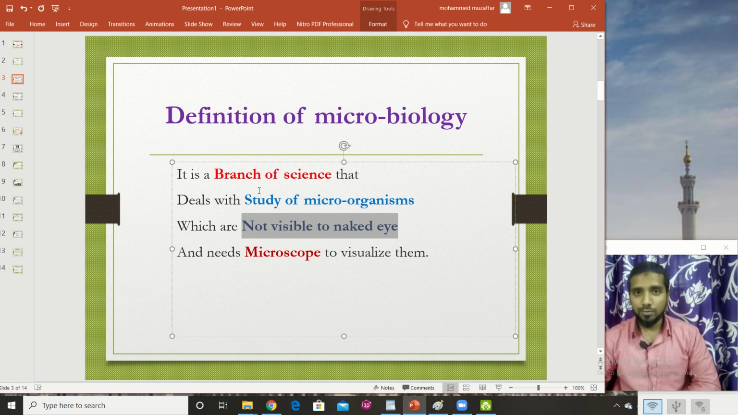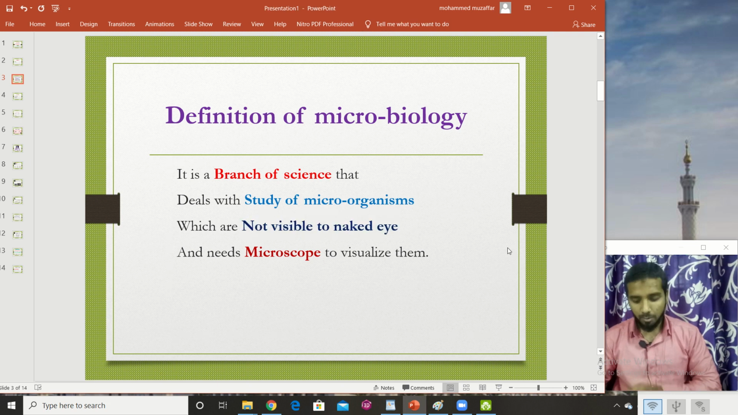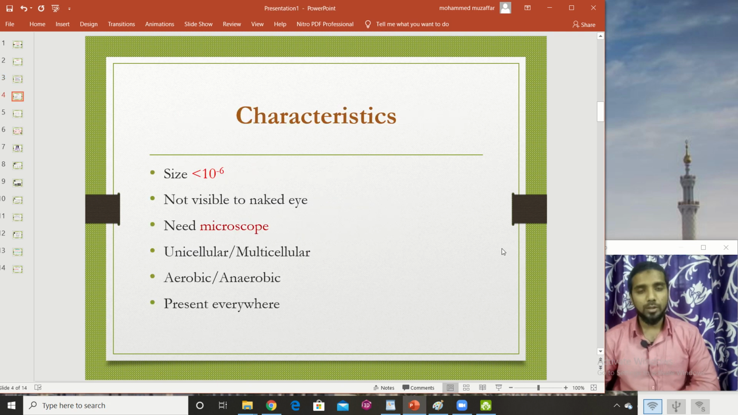It is a branch of science that deals with the study of microorganisms which cannot be seen by naked eye and needs a microscope to see or visualize it. So this will be the definition of microbiology. Moving on to the characteristics, we have seen the definition that it is a branch of science that deals with the study of microorganisms, and I think you are aware what micro stands.